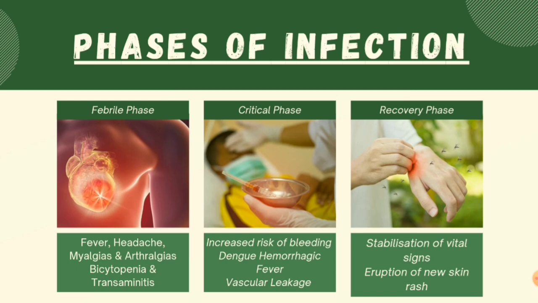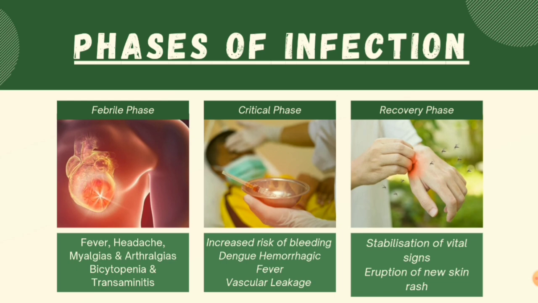In the critical phase, there is also vascular leakage. It can lead to shock and multi-organ failure, for example, acute kidney injury, liver failure, and CNS involvement. Then this is called dengue shock syndrome.